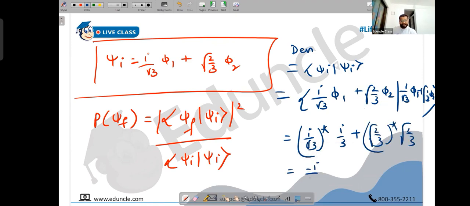So I by root 3 star, that's minus I by root 3 into I by root 3. This is plus root 2 by 3 into root 2 by 3 directly. Okay, so what do we have? Denominator is equal to I into I, which is I square. I square is minus 1. Minus into minus becomes plus, so that's 1. Root 3 into root 3, that's 3. Root 2 into root 2, that's 2. Root 3 into root 3, that's 3.